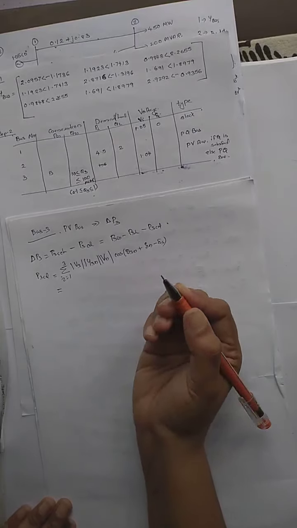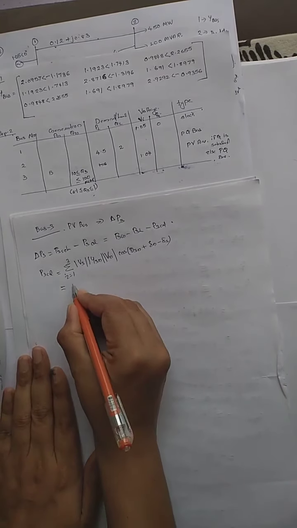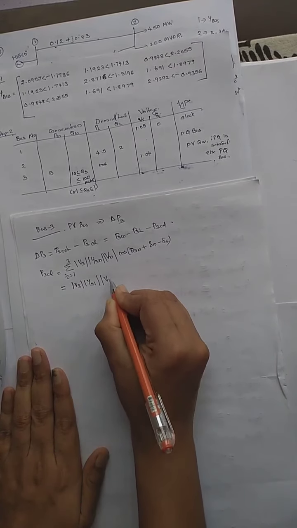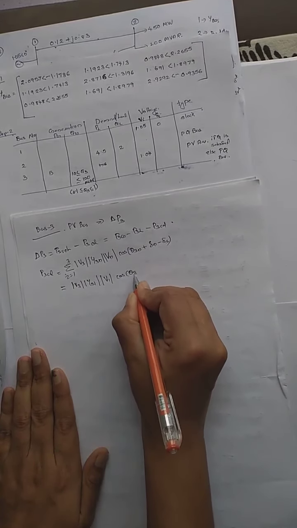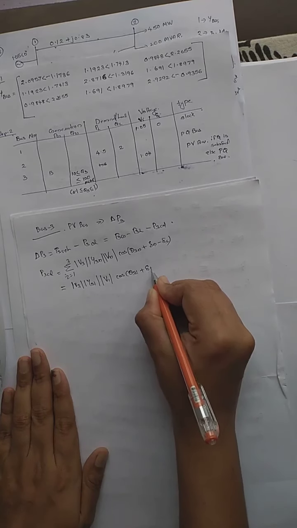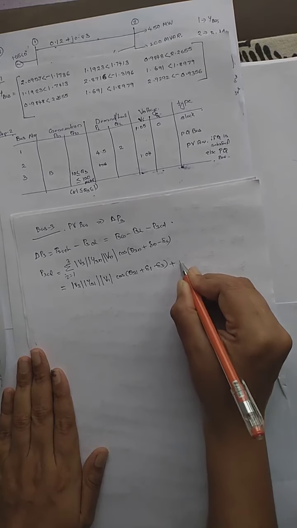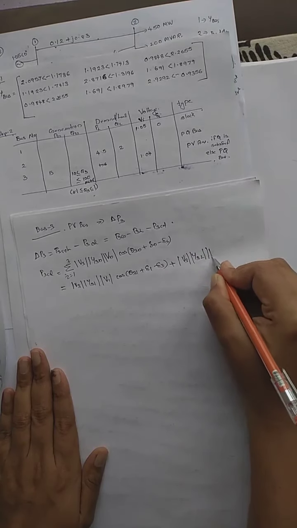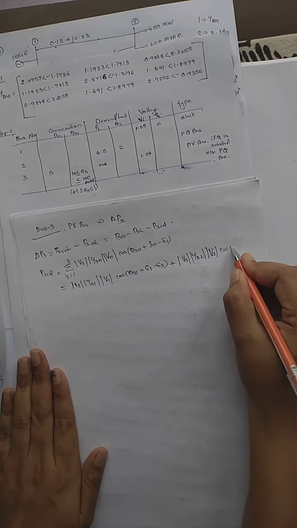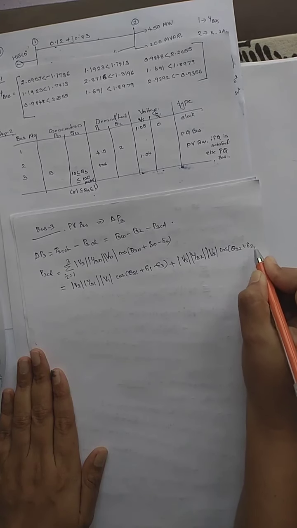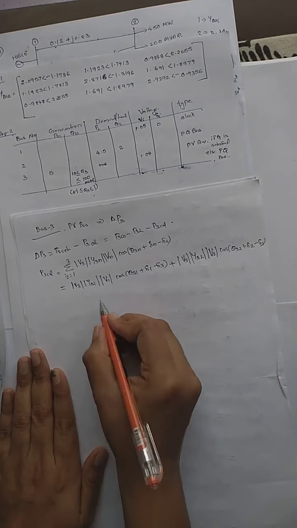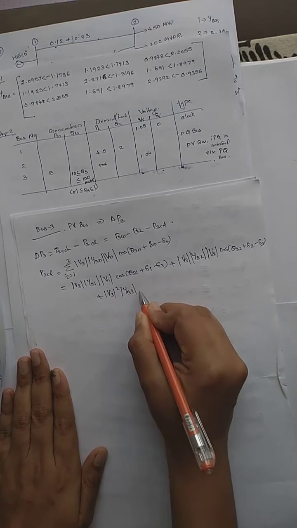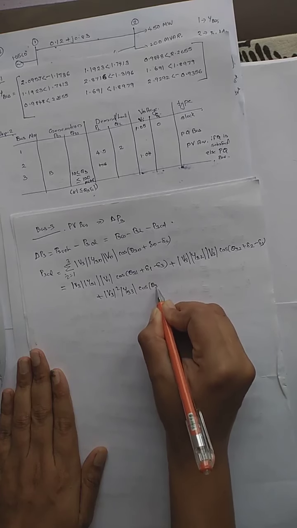We need this again, so I am rewriting it neatly: V3 Y31 V1 cos of theta 31 plus delta 1 minus delta 3, plus V3 Y32 V2 into cos of theta 32 plus delta 2 minus delta 3, plus V3 square Y33 into cos of theta 33.